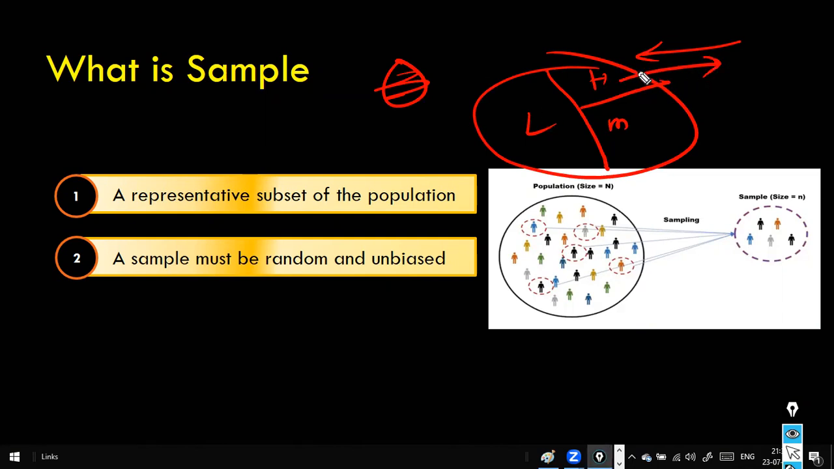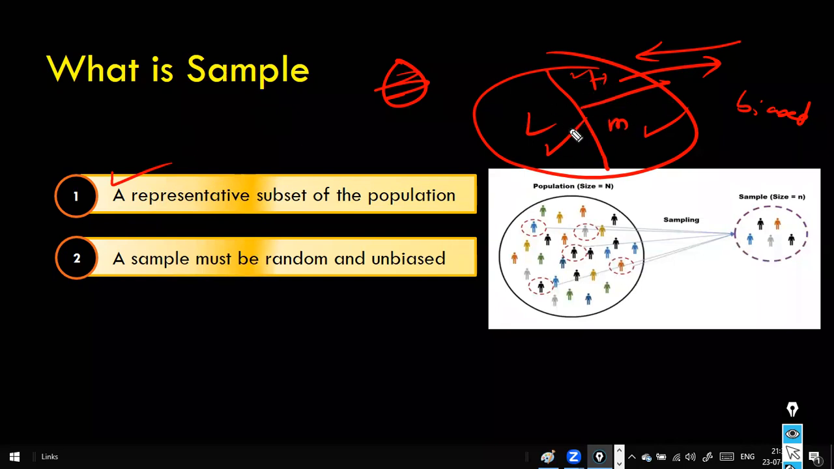If you draw a sample only from one specific group, in this case high income group people, your sample is biased. It is not a representative of your population. Make sure that you are running a survey with low income group people, medium income group people, and high income group people. Only then can we say that your sample is a representative subset of your population. You are covering all segments of the customers with different income groups.